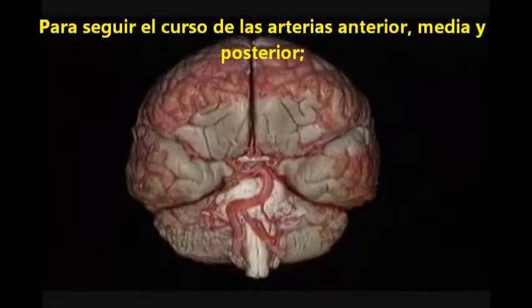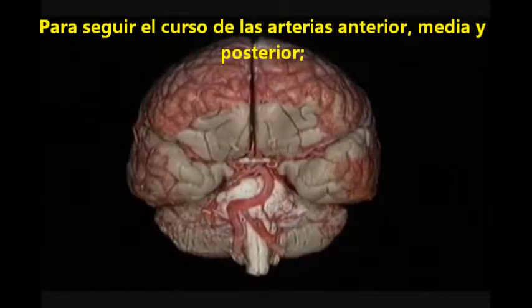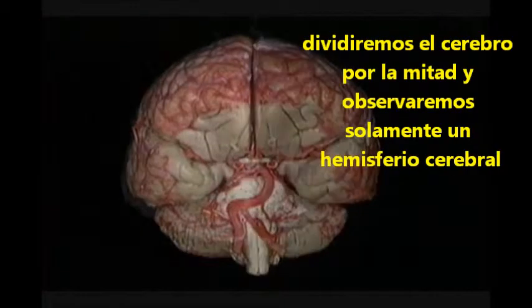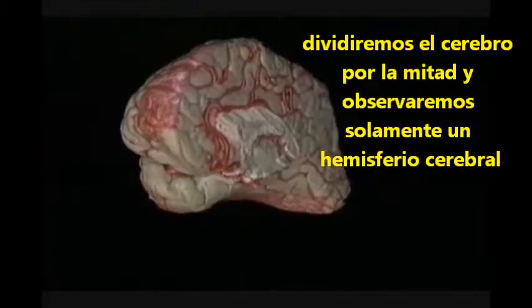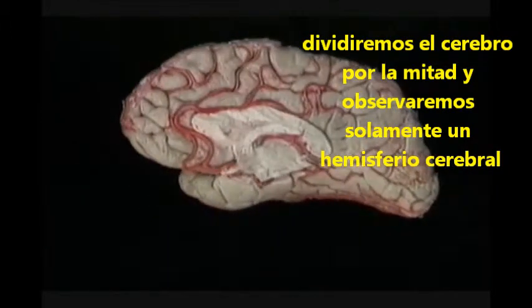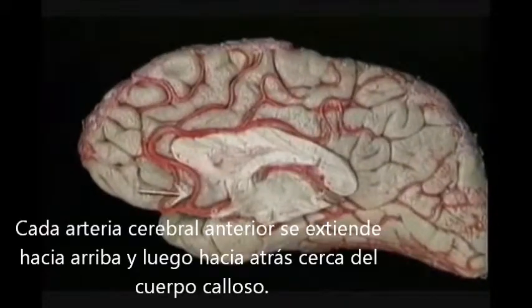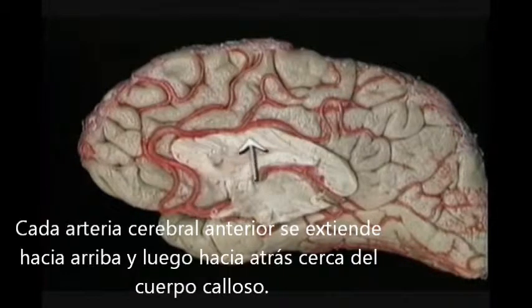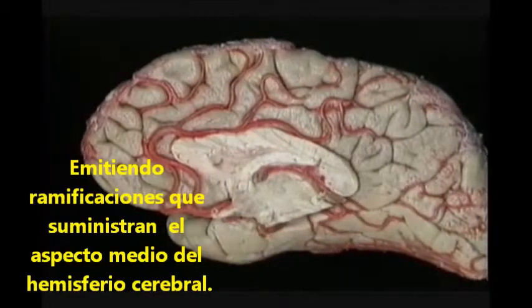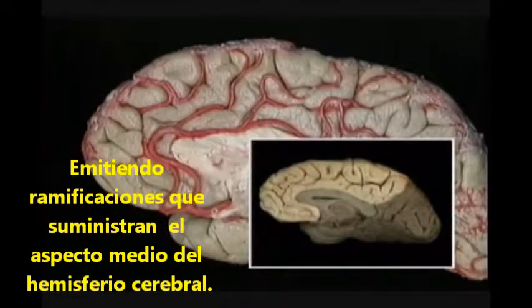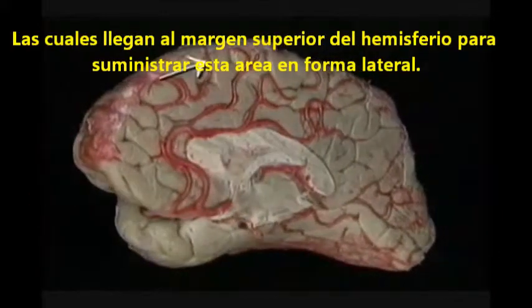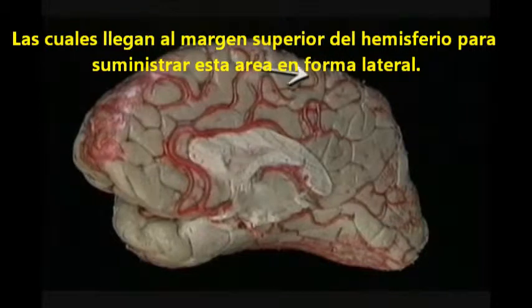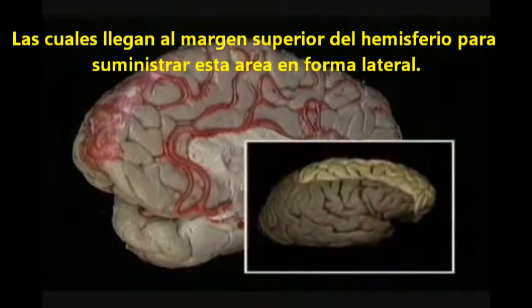To follow the course of the anterior, middle, and posterior cerebral arteries, we'll divide the brain in the midline and look at just one cerebral hemisphere. Each anterior cerebral artery runs upwards and then backwards, close to the corpus callosum. It gives off branches which supply this area on the medial aspect of the cerebral hemisphere, and which then reach over the superior margin of the hemisphere to supply this area on the lateral aspect.